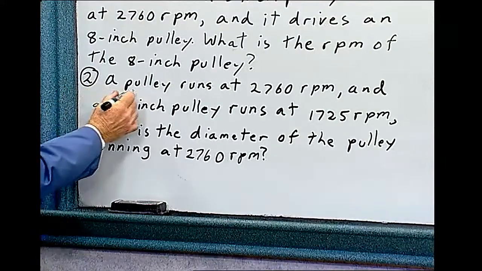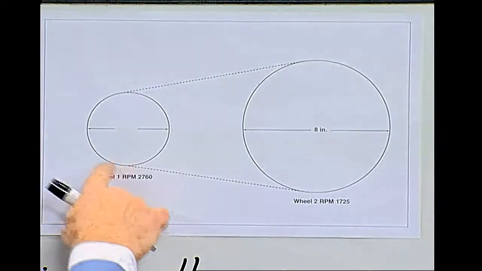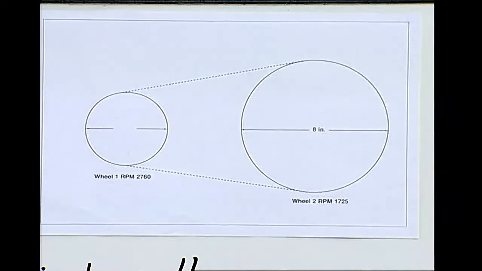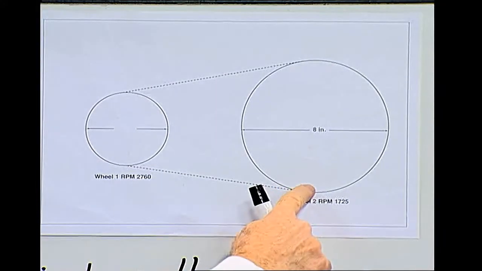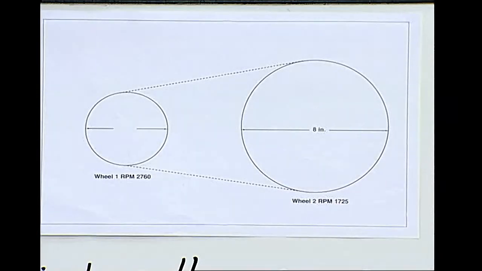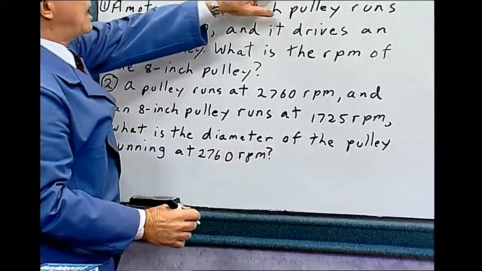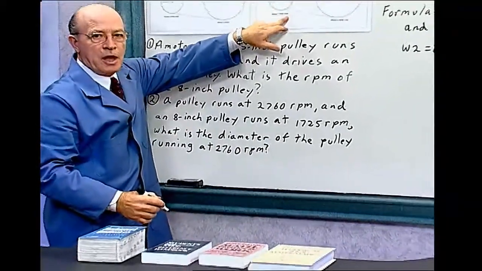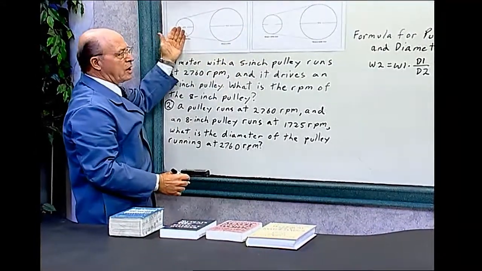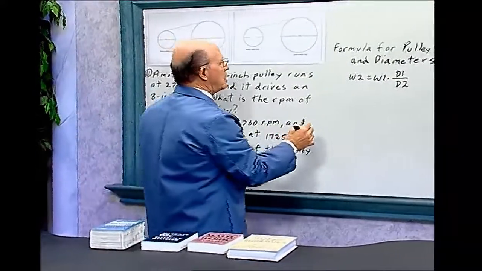Number 2, a pulley runs at 2,760 RPM. That's this small pulley over here. We want to find the diameter of this pulley. And an 8-inch pulley, that's this one over here, runs at 1,725 RPM. What is the diameter of the pulley running at 2,760 RPM? So we want to find the diameter. Now we know it because we have the answer over here, but just want to show you how to use the formula.